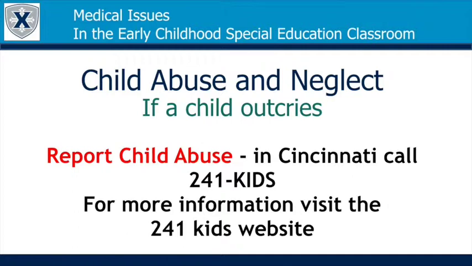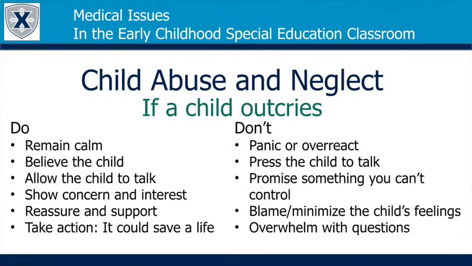You can be anonymous, but if you dial 241 Kids, you can report child abuse, and this is a huge thing. This was actually started by a person in Cincinnati. And if a child reaches out to you, if they're able to communicate and they do say that they are being any kind of abused, just remain calm, and the do's and don'ts: just believe the child, listen to them, show concern, reassure them that you support them, and report it. You can be anonymous, but I really do encourage you to report it because this is really important.